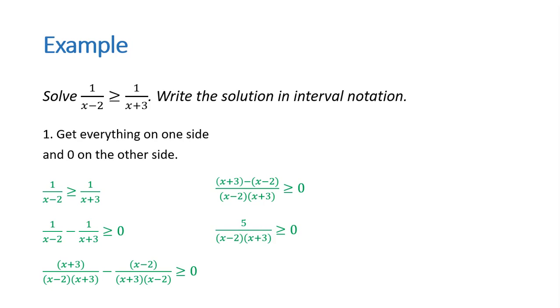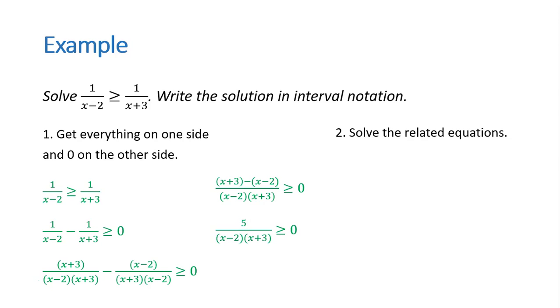So my final rational expression is going to be 5 over x minus 2 times x plus 3 is greater than or equal to 0. Now I'm going to leave the denominator factored. We know we're going to have to solve an equation where we set the denominator equal to 0. Ultimately, we would have to factor anyway. So if it's already done for us, just leave it alone. Leave it in the form it's in.